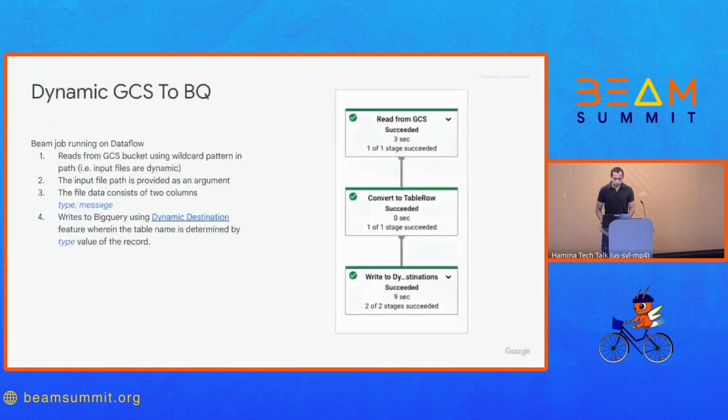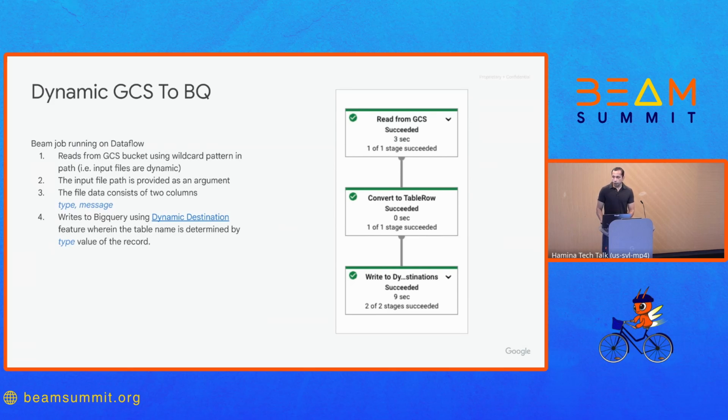So we will go into a demo. For the demo, we have a simple GCS to BigQuery pipeline, but this pipeline is dynamic in nature, as in it reads from a GCS bucket, and the file path which it's reading from has a wildcard pattern in it. So it's determined at runtime how many files will end up matching that wildcard pattern. So it's not fixed that it reads one or n number of files.